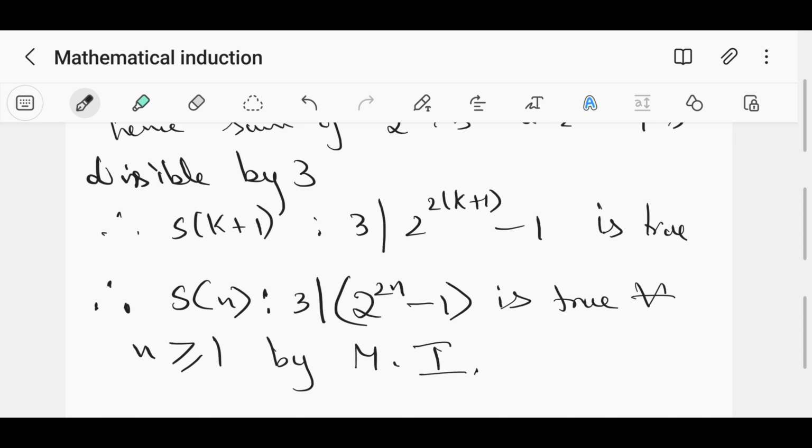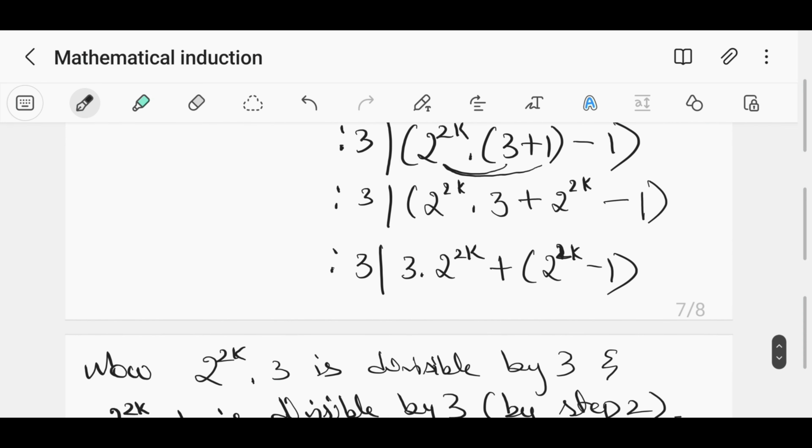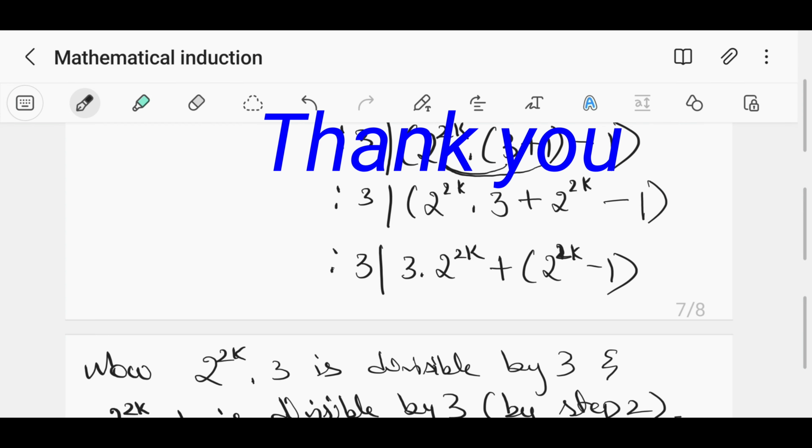That's all. If you have a series, you have to add k+1 on both the sides. If you don't have a series, try to solve the RHS and say that it is divisible. Just separate the terms and say that they are divisible by 3. That's all. I hope you understood.